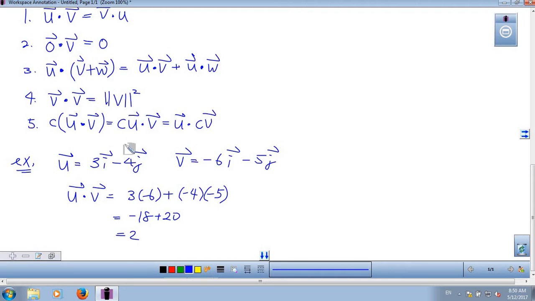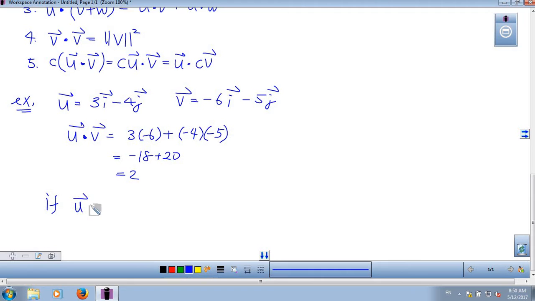Now the magnitude of u is 5, and the magnitude of v is the square root of 36 plus 25, which is 61. But altogether, the dot product will be 2. That represents the combined magnitude of the u dot v product.